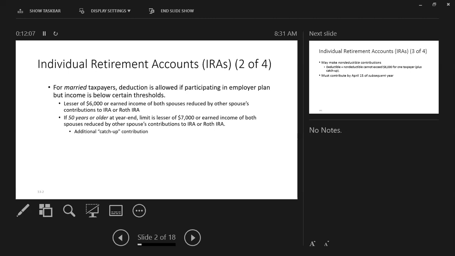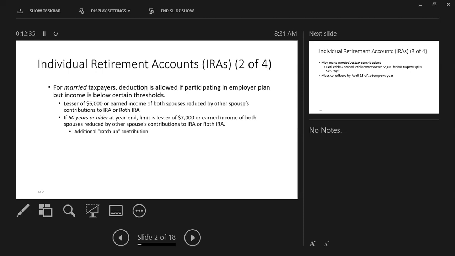Further, Steve, even though he doesn't work, Tina could make a spousal IRA contribution of $6,000. So jointly $12,000, which is the couple's earned income minus Tina's. Okay. And it would be fully deductible.